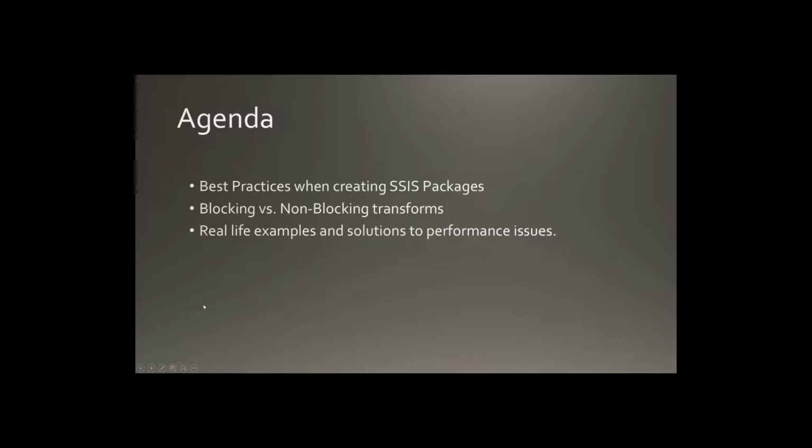All right, so let's talk about the agenda today and what we're going to be covering. The first thing I'm going to go over is a little bit about best practices when creating your SSIS packages, and then we're going to transition into blocking versus non-blocking transforms. Sometimes you're going to have to use blocking transforms in SSIS, but we're going to discuss how to mitigate those issues when you don't have to use blocking transforms. And we'll discuss a little bit about why blocking transforms inside of SSIS are not good for performance. And then finally at the end, I'm going to cover a couple examples of real-life performance problems that I've run into out there in the field and some of the solutions that I was able to implement in order to improve performance inside of SSIS.